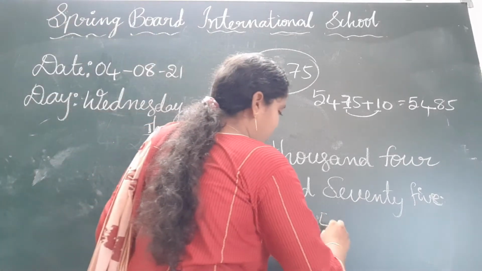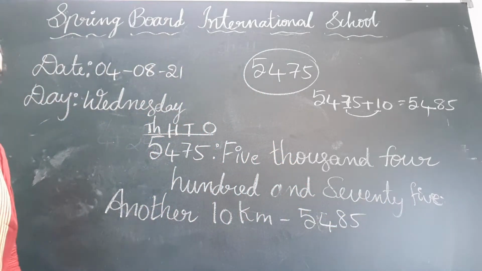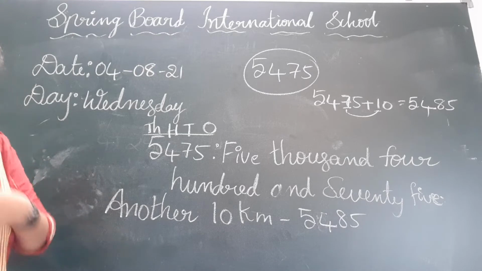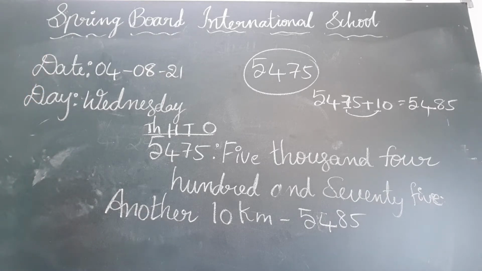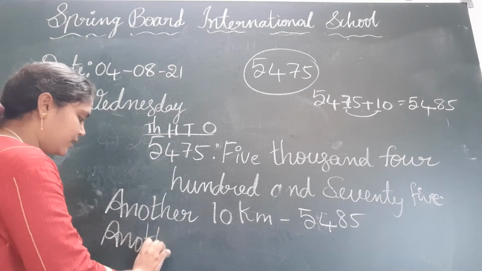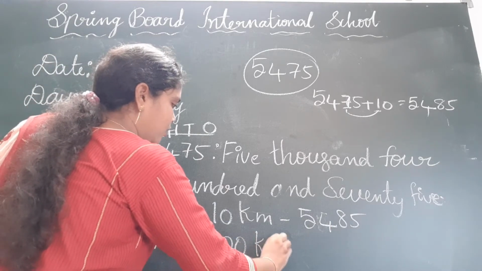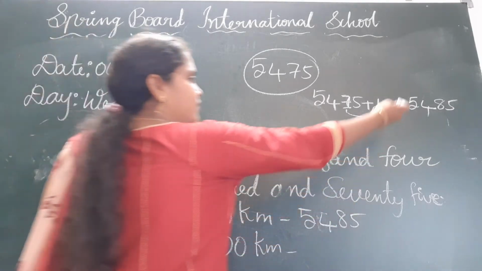5,485. So write it, everyone. 5,485. Then next, second question. What will be the reading after the car travels another 100 kilometers? We have to find it. The car travels another 100 kilometers. Now how we have to find, children?